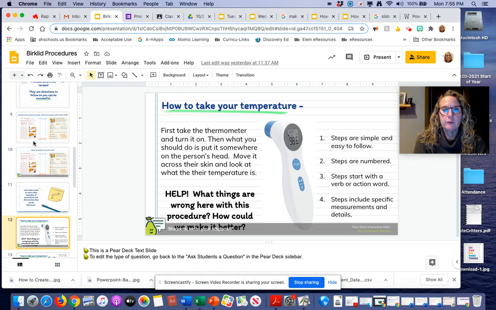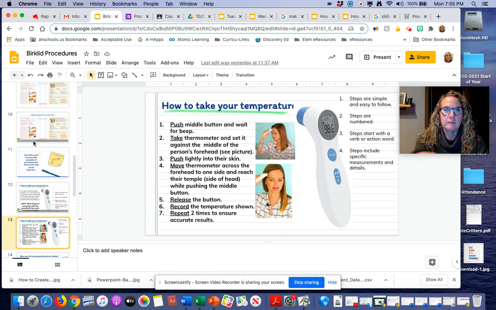So what I would do is I would write it like this. 1, push the middle button and wait for the beep. 2, take the thermometer and set it against the middle of the person's forehead. See picture. Pictures are great. If you can add pictures for people, that really helps. Push lightly into their skin. Okay, so not hard, but lightly.